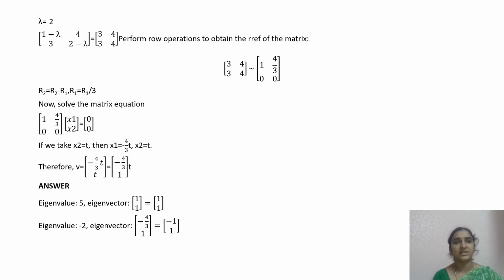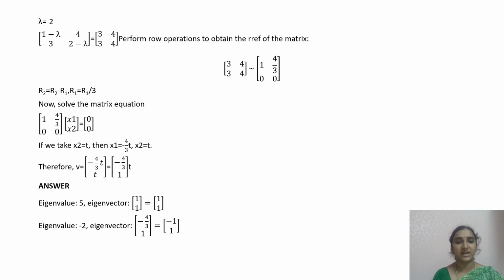Now let us find the eigenvector for the eigenvalue lambda is equal to minus 2. For the matrix 1 minus lambda, 4, 3, 2 minus lambda, substitute lambda is equal to minus 2. The resultant matrix would be 3, 4, 3, 4. Perform row operations to obtain the row reduced echelon form of the matrix. The resultant matrix would be 1, 4 by 3, 0, 0. Now solve the matrix equation 1, 4 by 3, 0, 0 multiplied with the column matrix x1, x2, which is equal to the column matrix 0, 0. If we take x2 is equal to t, then x1 would be equal to minus 4 by 3 t. Therefore, our eigenvector would be minus 4 by 3 t and t.